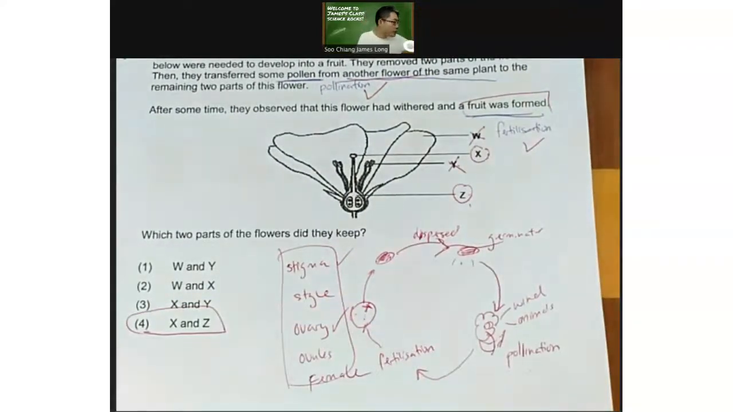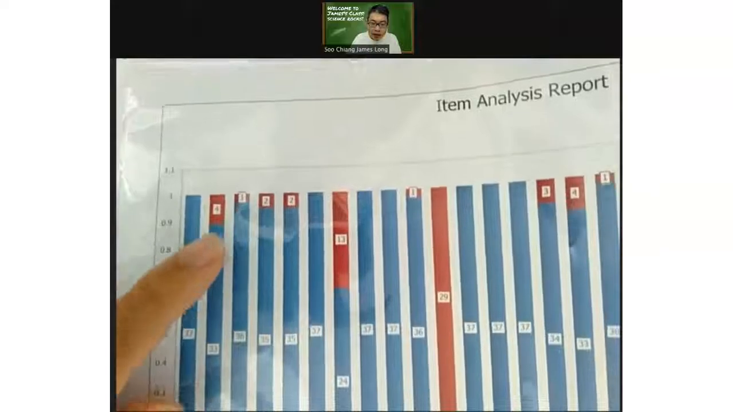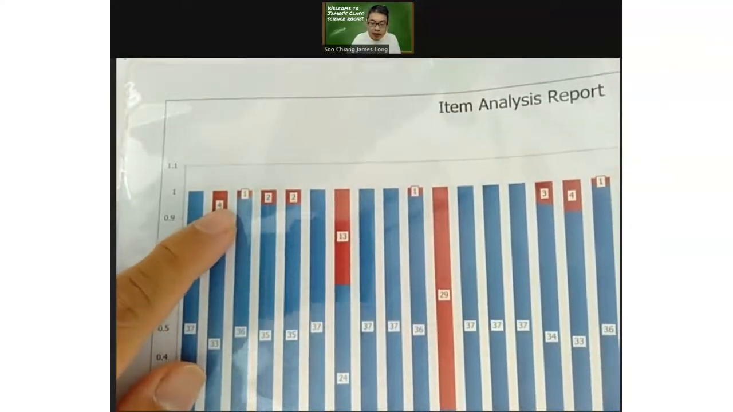Did everybody get this right for this question? Question 3. There were still some mistakes, okay? That one of you made this mistake. So when you get booklet A back, do check if you are the one and then take a look.